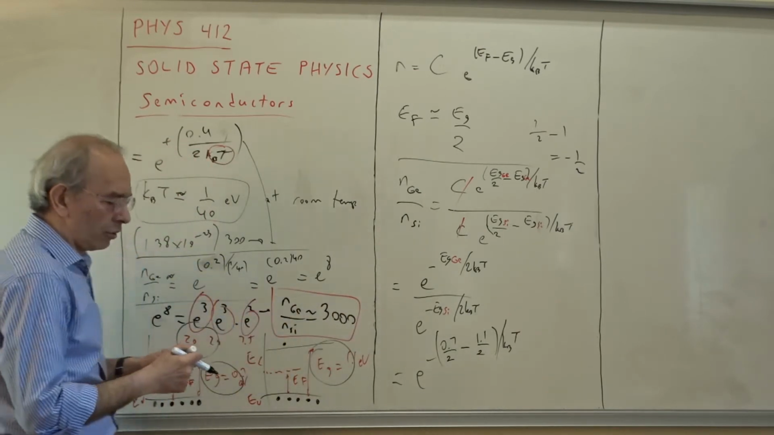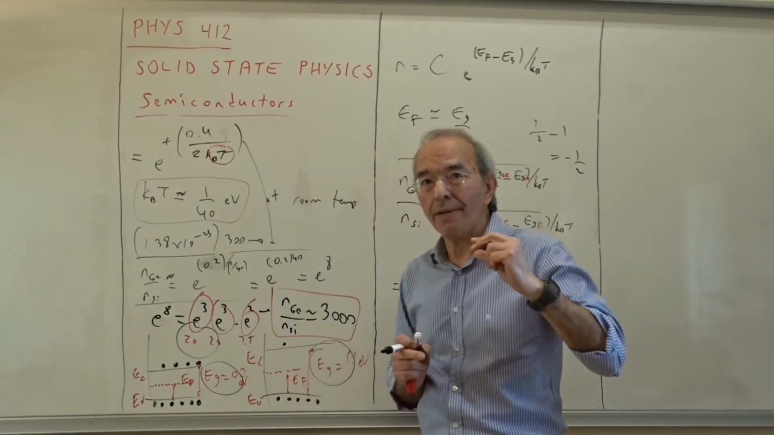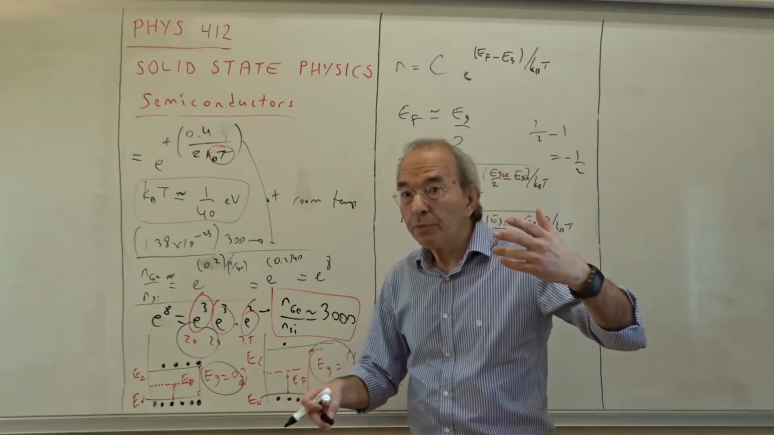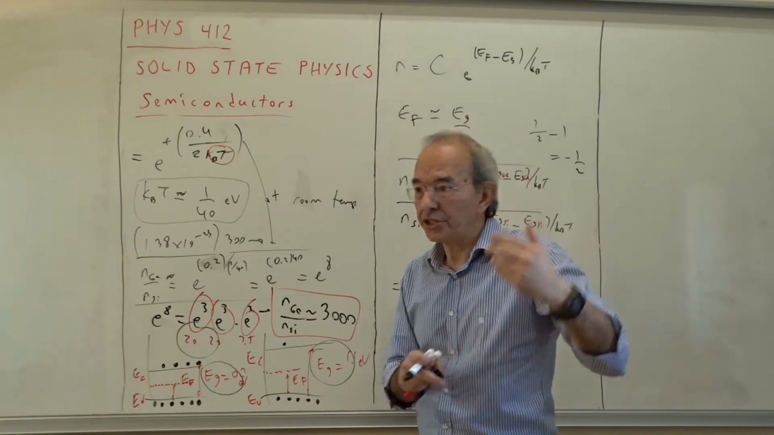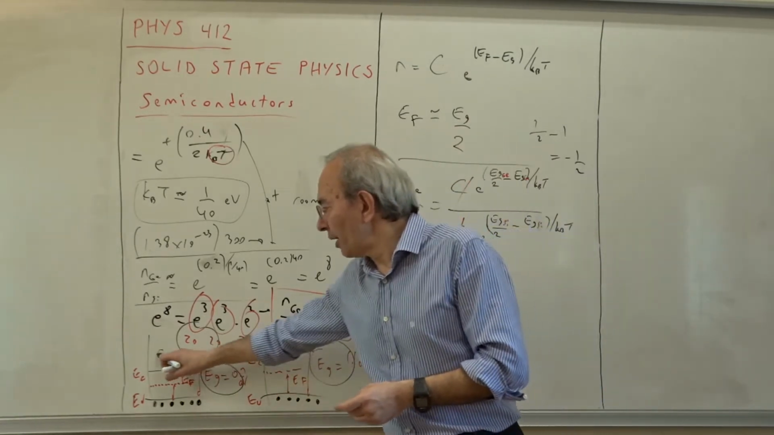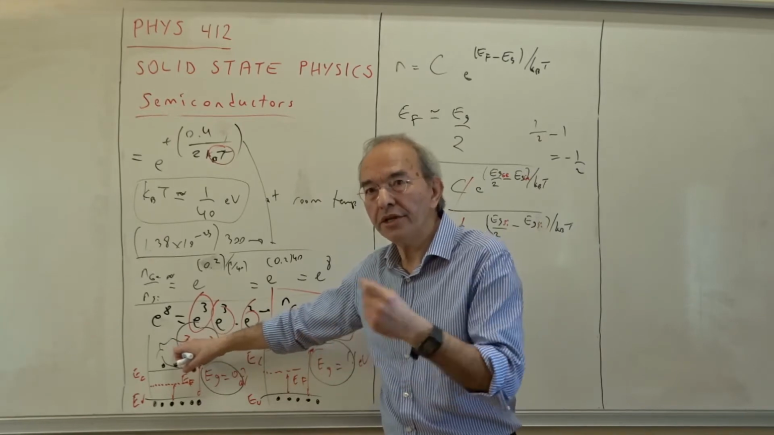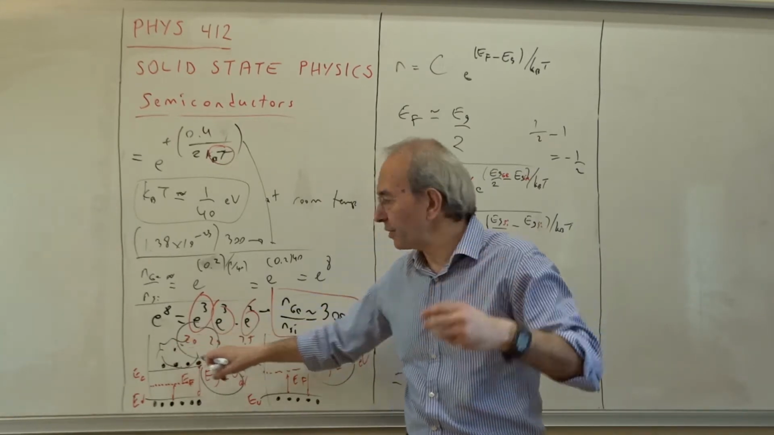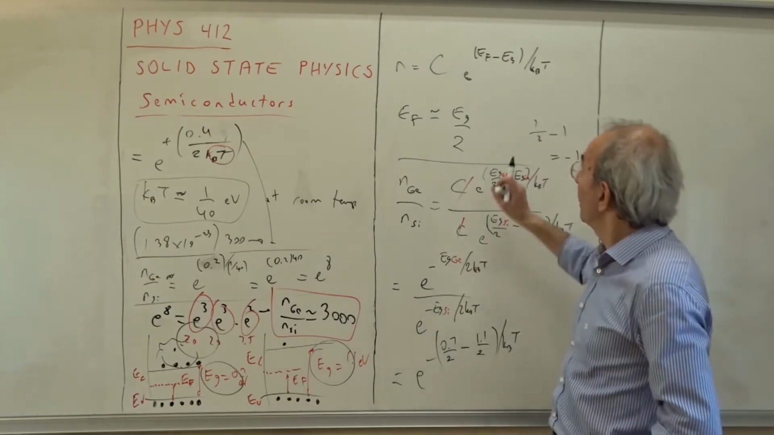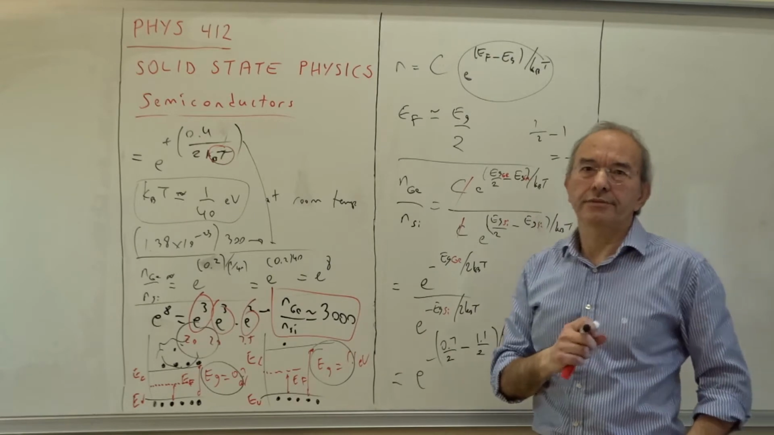So although the energy gaps are very near each other, one is at most 50% larger than the other, in this case the number of carriers here is 3000 times the number here, because of the large power of the exponential functions.